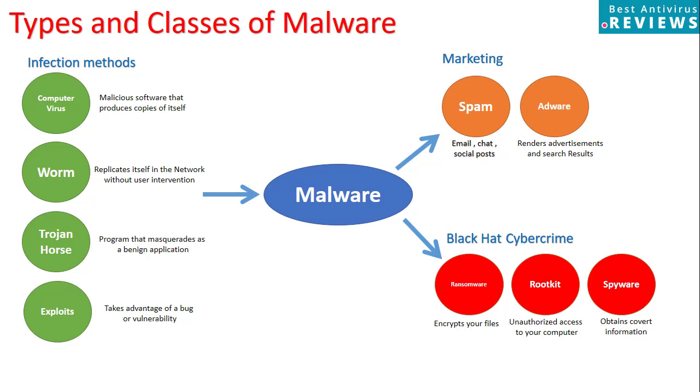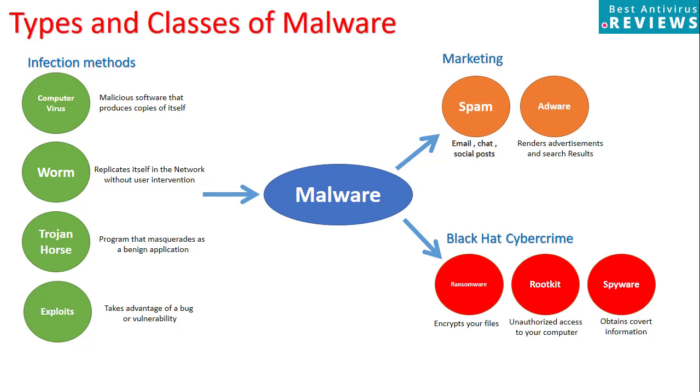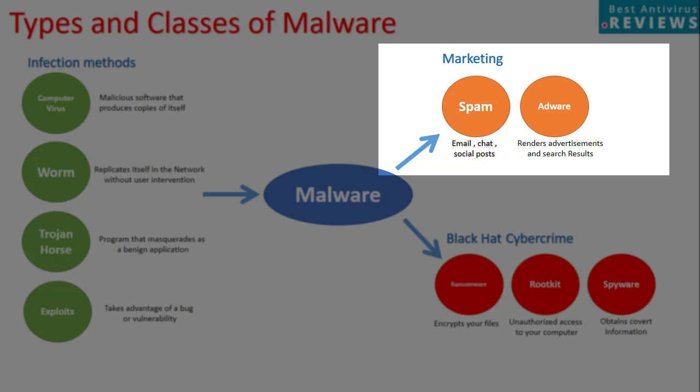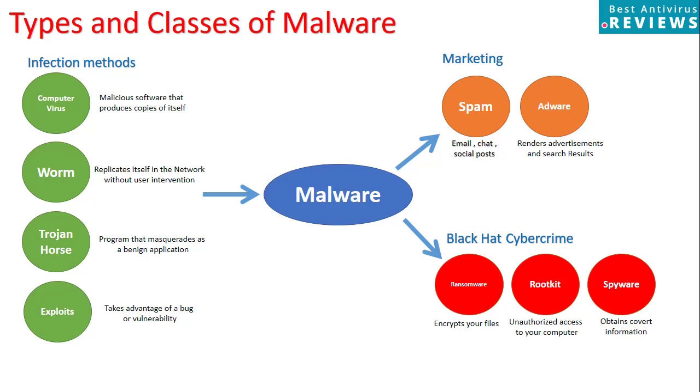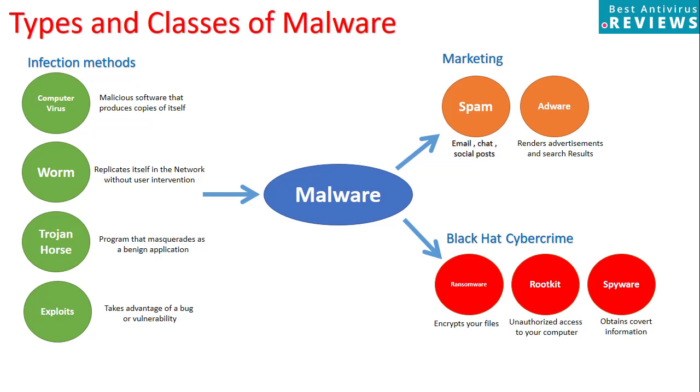Let's talk about types and infection methods of malware. We can divide this slide into three parts. The first one is infection method, or how did we get the malware in the first place. As you can see, we have computer virus, worm, Trojan horse, and exploits. All of them can lead to infection. The second part is malware that focuses on black hat marketing, like spam or adware. And the last part is the most common cybercrime, stealing your data or trying to get your money.